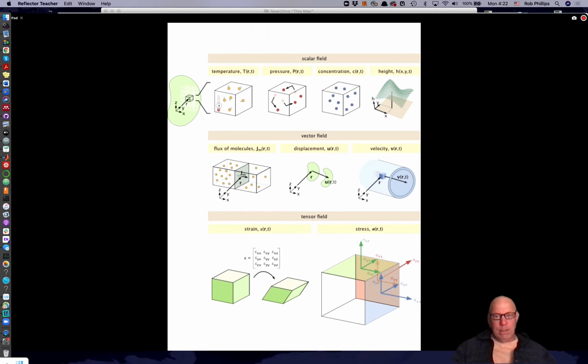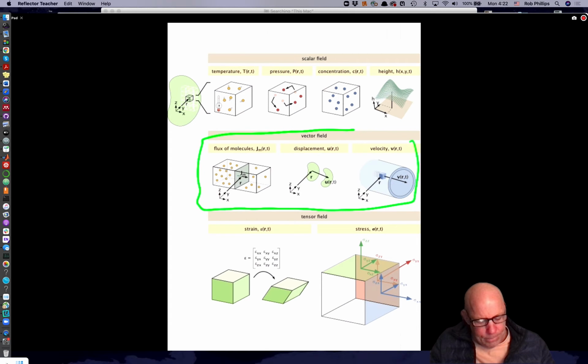So here, these field variables, for example, at the top we see scalar fields, and these scalar fields are identified by a single number. I only need one number at position R to tell you about the temperature. I only need one number at a position R to tell you about the pressure, one number to tell you about the concentration. On the other hand, when I think about vector fields, here I need three numbers.